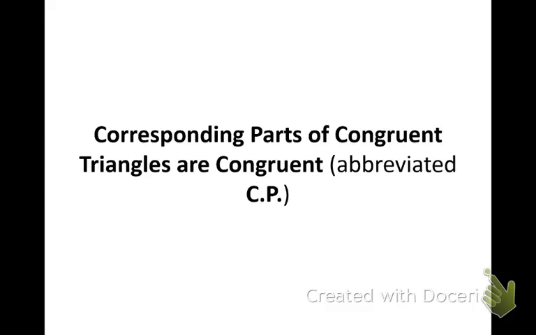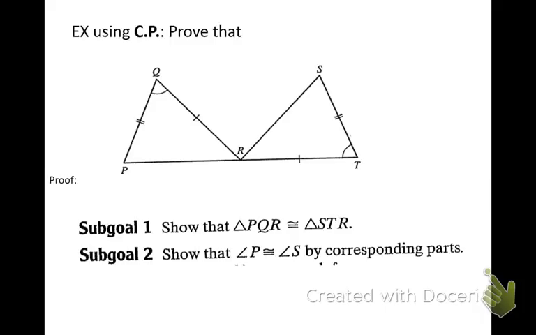Those three parts are congruent, but the other three parts we don't know about. We haven't shown they're congruent. But because the triangles are congruent by side-angle-side, those other parts that correspond, we can say they are congruent, even if we didn't have that marked in the beginning. That's when we use corresponding parts of congruent triangles are congruent, CP.